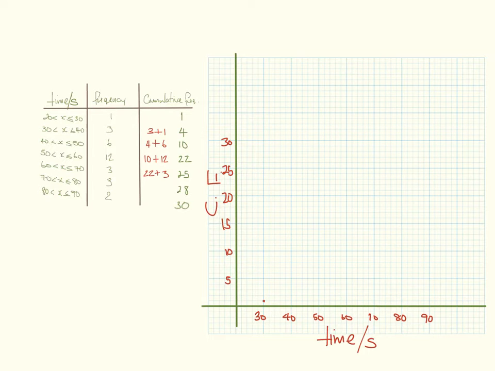Then we're going to plot 40 against 4. So 40 against 4. So what I'll do is I'll pause the video here and just finish off the plotting. Okay, so I've got all my points in. So 50 against 10, as you can see there and there. 60 against 22. 70 against 25, and so on.